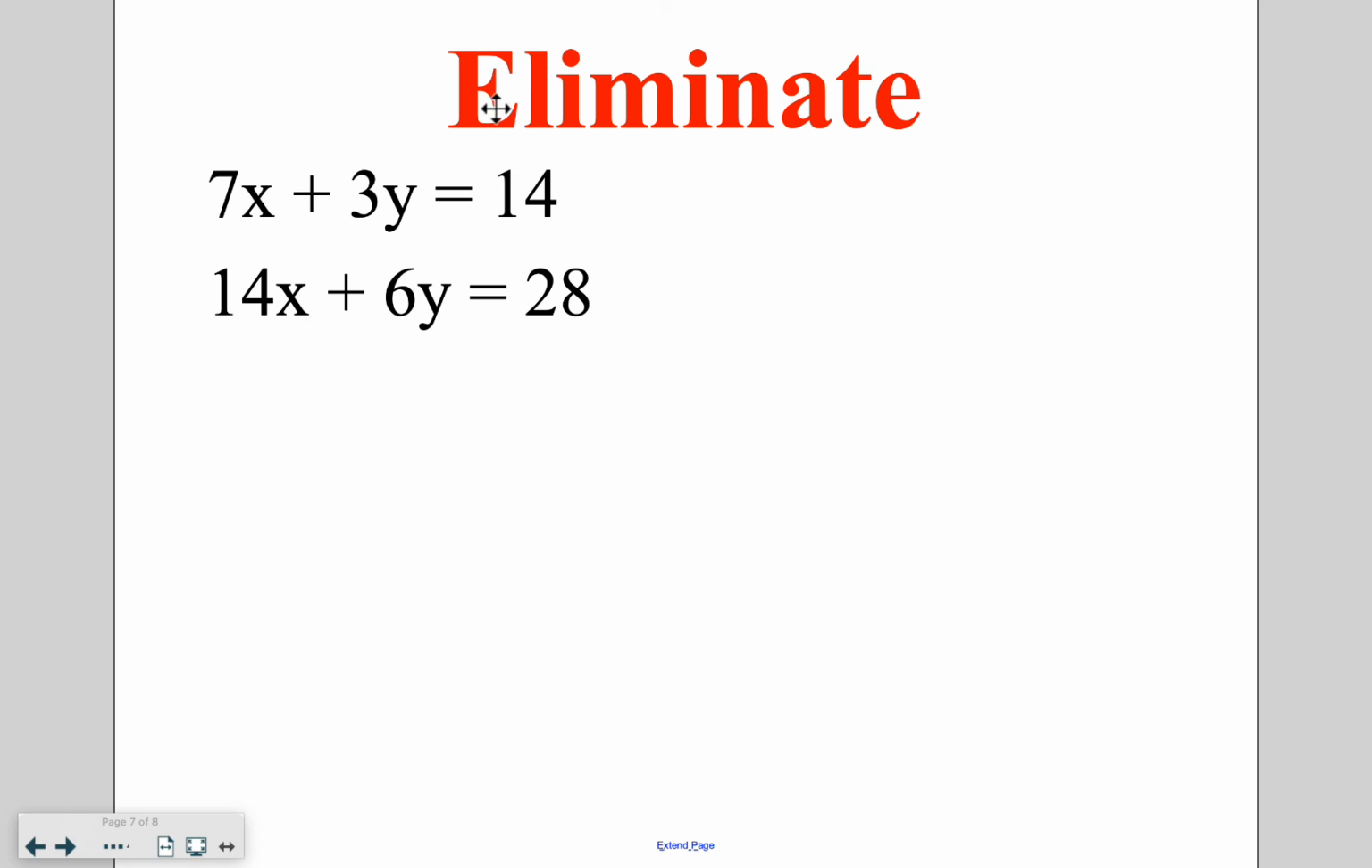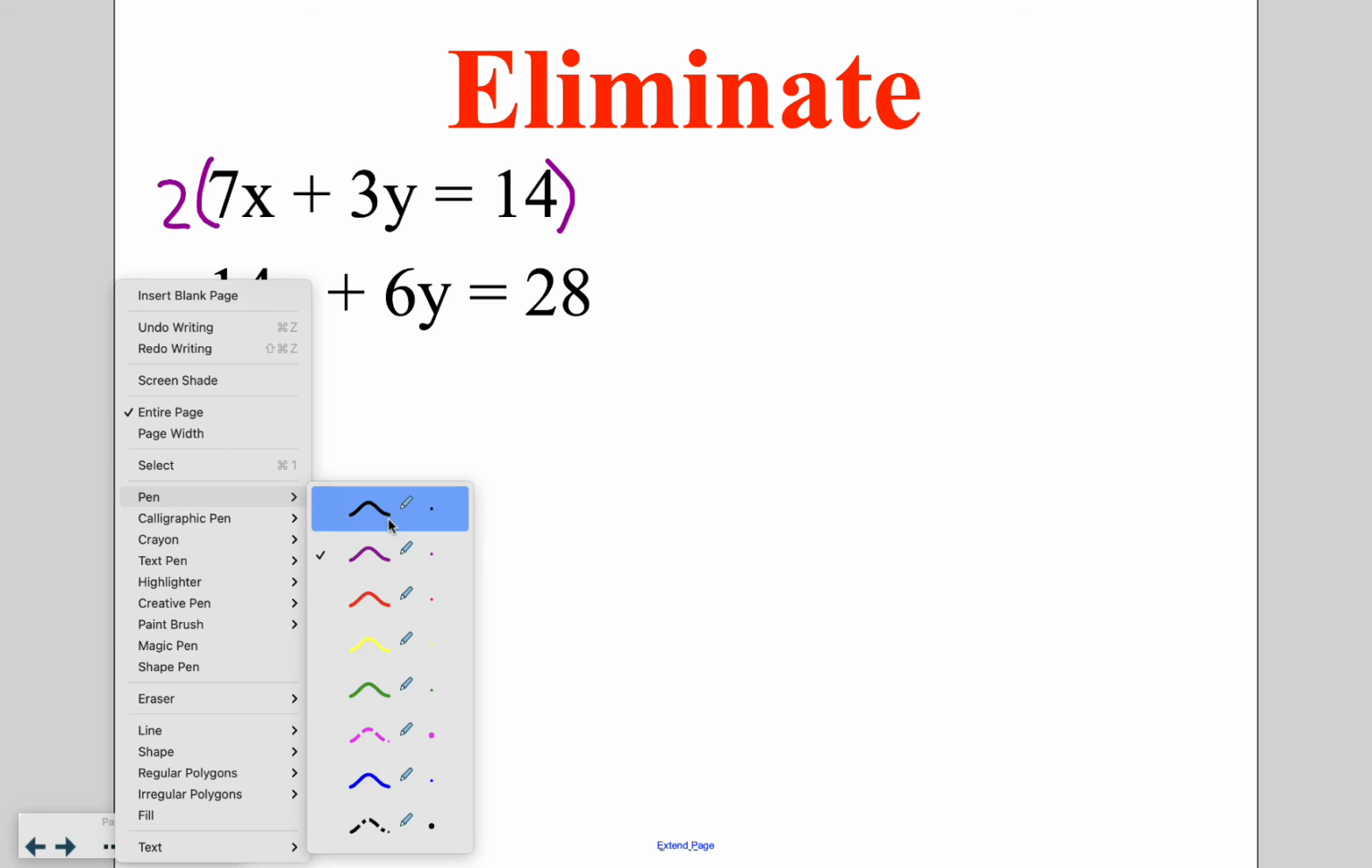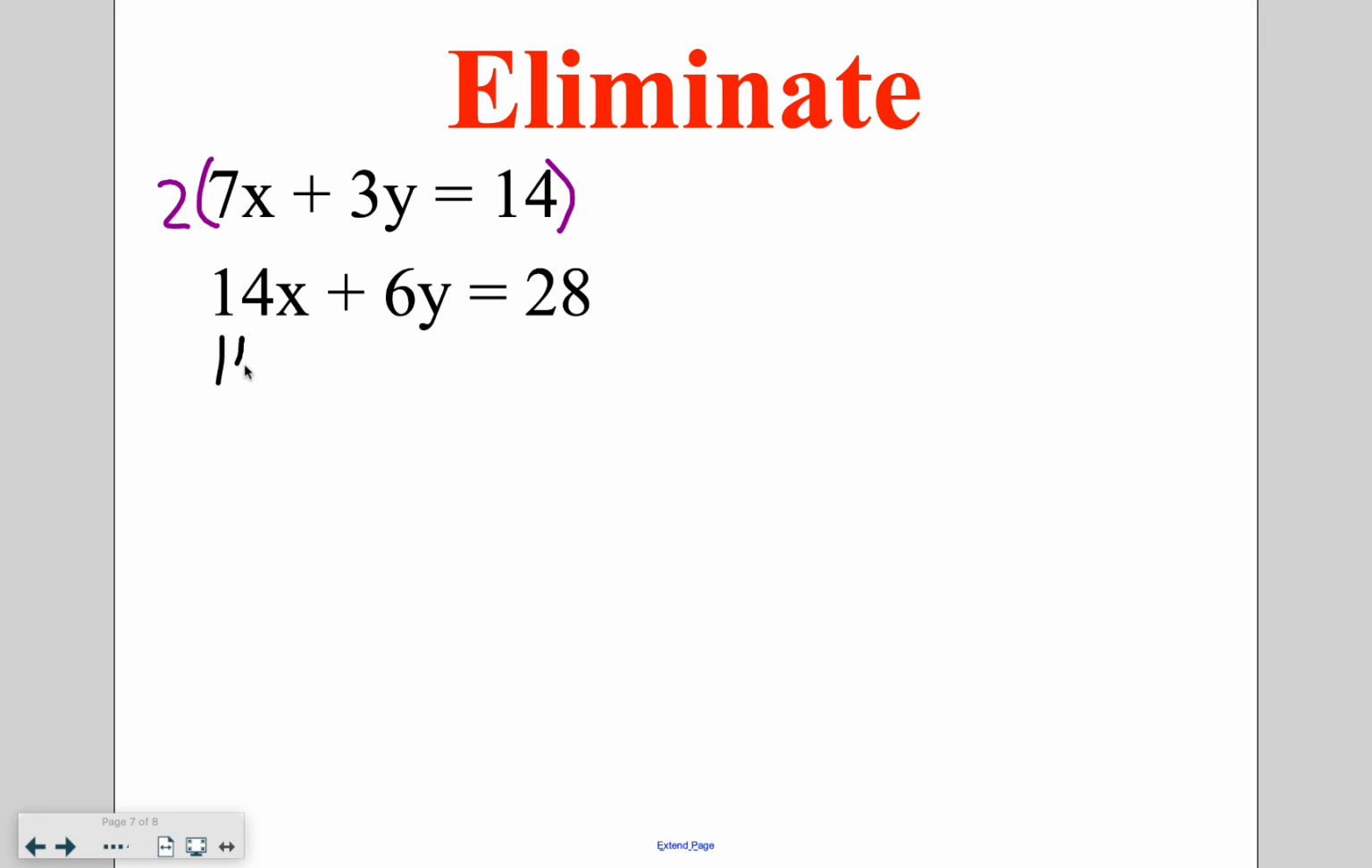Last example here, I've got 7x plus 3y equals 14, and 14x plus 6y is equal to 28. As I check, I can use either my x or my y this time, so I'm going to just focus on the x's, and I'm going to multiply by a factor of 2. So when I do that, my top expression is going to become 14x plus 6y is equal to 28.